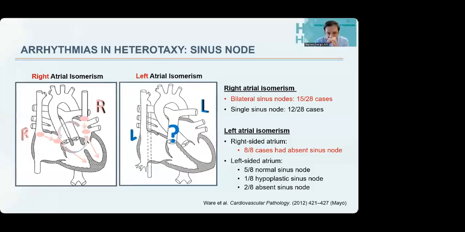The data on the right are from a remarkable autopsy study from 2012, where they looked at the presence of sinus and AV nodal tissue in patients with heterotaxy. In right atrial isomerism, they found bilateral sinus nodes in over half of the cases. In left atrial isomerism, 8 out of 8 cases had no sinus node in their right atrium because it was not a right atrium, rather a morphologic left atrium. 5 of the 8 had normal sinus node architecture, but located in the left-sided atrium, and the remaining 3 had either absent or hypoplastic sinus nodes.